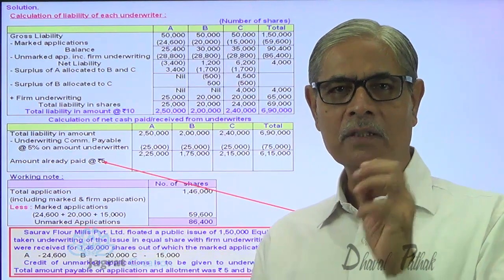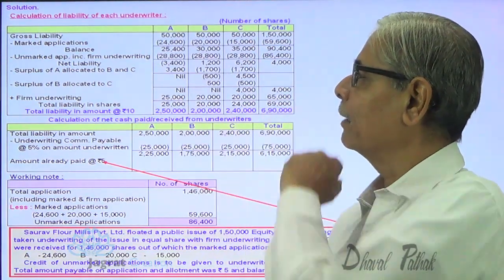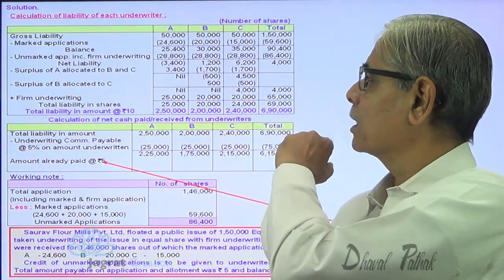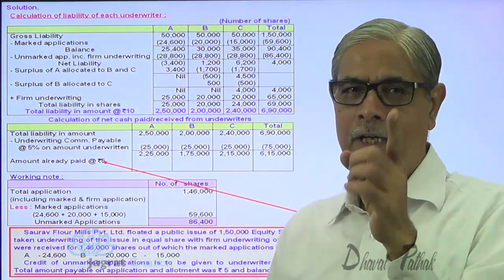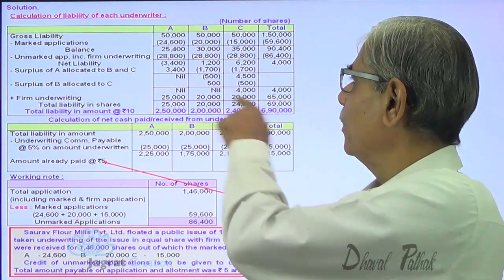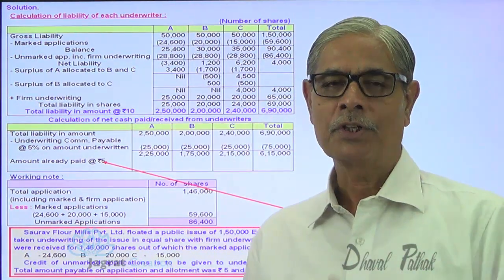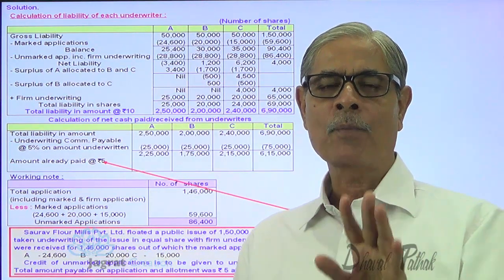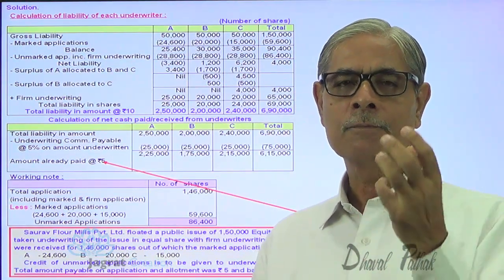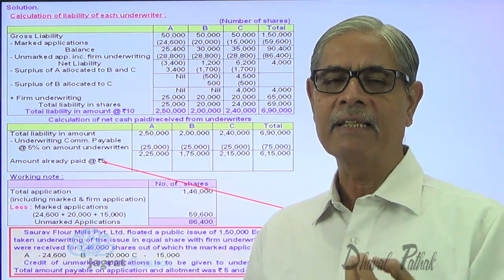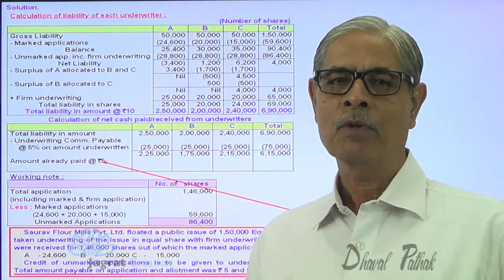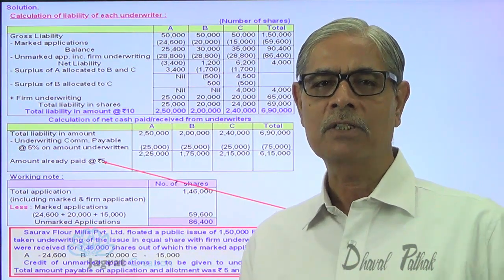on all these shares that they are supposed to purchase, 25,000 are required to be purchased by A, 20,000 required to be purchased by B, 20,000 required to be purchased by C. Firm applications are already made. So on this firm application, they have already paid ₹5 at the time of application and allotment, because the company has already received this firm application and they are treated as unmarked application, which was distributed equally amongst the underwriters.